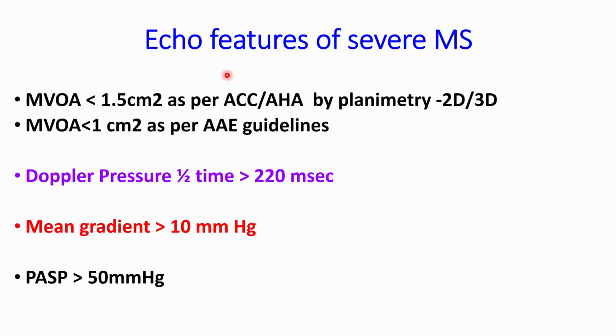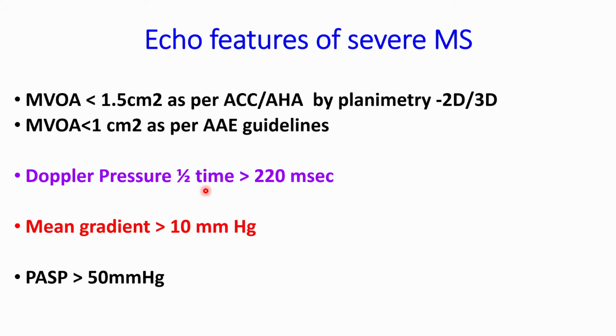So echocardiographically, what are the criteria to summarize about MS? What are the criteria for calling it severe MS? On the mitral valve orifice area, less than 1.5 as per ACC AHA guidelines. But in the Indian population, because of our body surface area, we usually take the American Society of Echocardiography guidelines, that is less than 1 centimeter square as severe MS.